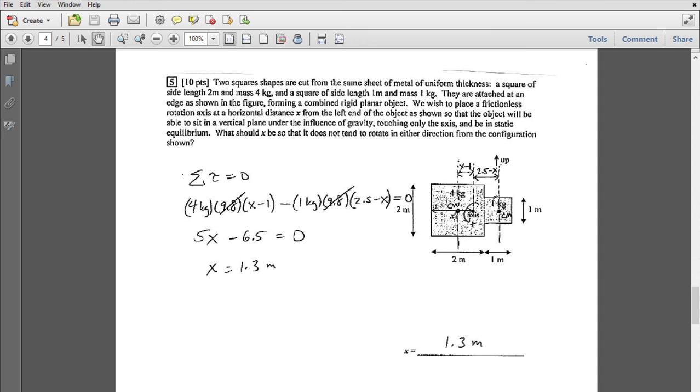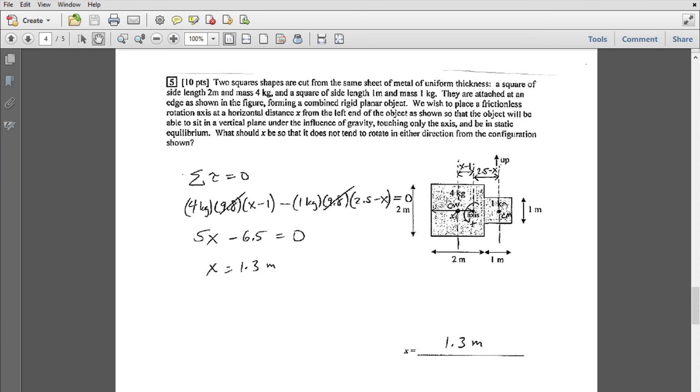The left-hand side has a 4 kilogram mass, so its weight is 4 times 9.8. And how far is that from the position of the axis? Well, if this full distance is x, and this distance over here is just 1 meter, because the full width of this is 2 meters, and this is x from the left edge to the axis, then this little distance from the center of mass to the axis is x minus 1. So the moment arm is x minus 1 there. Okay, so that's a positive torque.